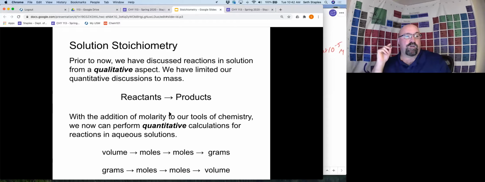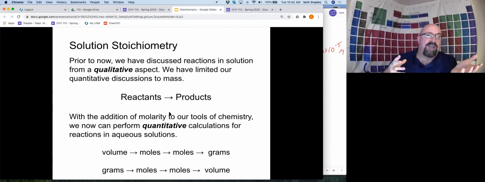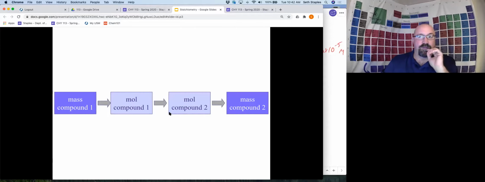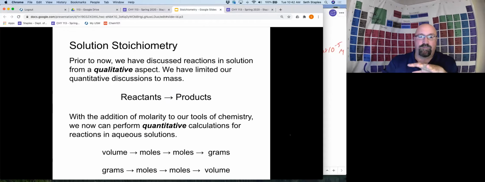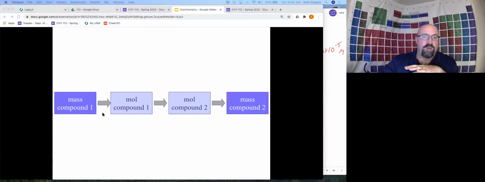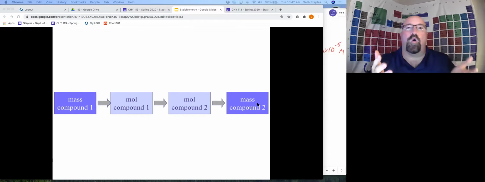So instead of a mass of a particular reactant, we could perhaps know the volume of that reactant as long as we know the molarity, and we could convert to moles that way. And so remember, this is the pathway of a lot of the problems that we've done so far. We've looked at the mass of one compound, converted that to the moles of that compound, then used our molar ratio to convert to moles of whatever we're looking for, and then to the mass of whatever we're looking for. So we've seen this flow in problems quite a bit at this point.